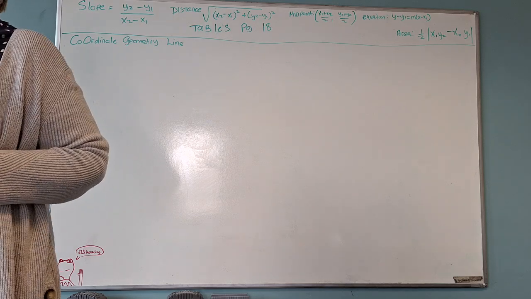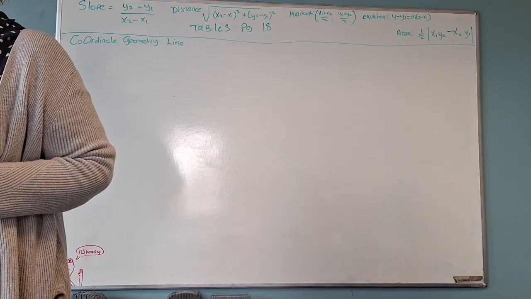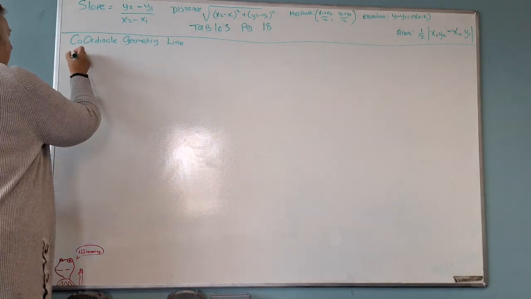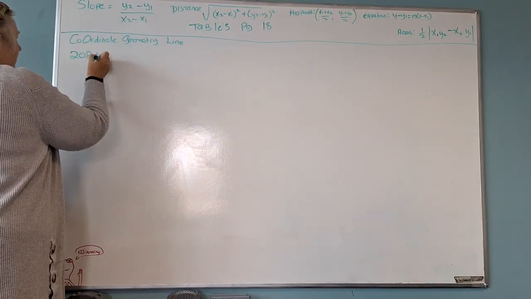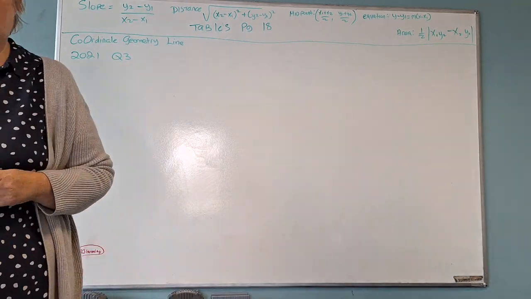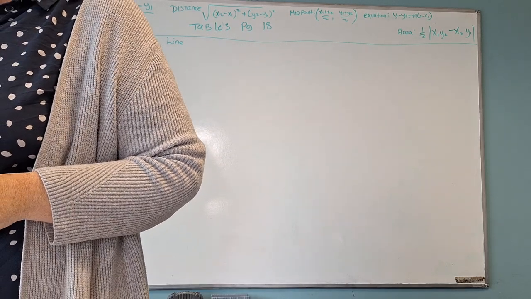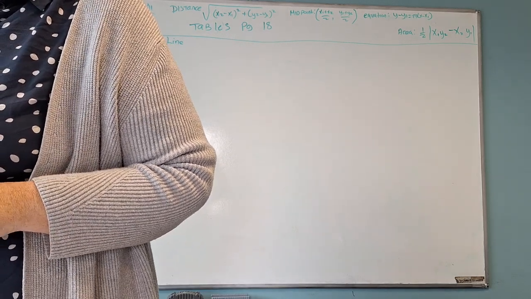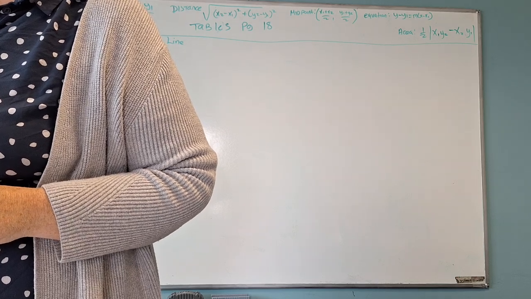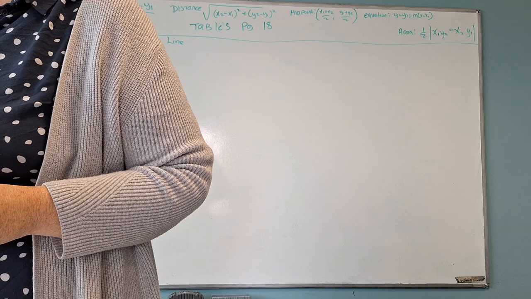So paper 2, I'm going to start with the coordinate geometry of the line, and the first question I'm going to do is from the 2021 paper, and it's question 3. Okay, so we'll start by saying a line N passes through the point A, minus 1, 2, and B, 0, minus 2. Write the equation of n, and it says to write it in the form y equals mx plus c.